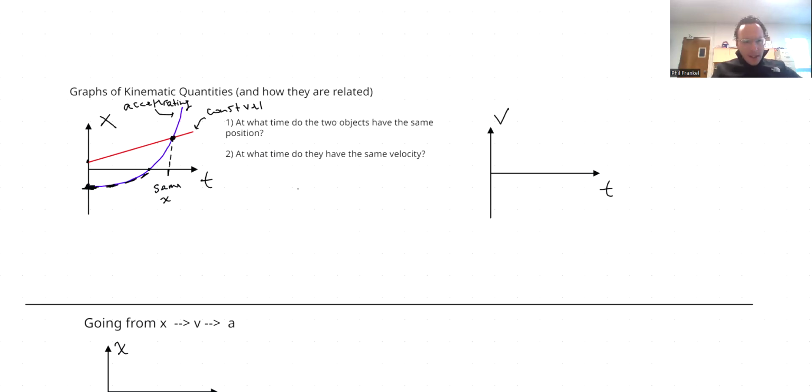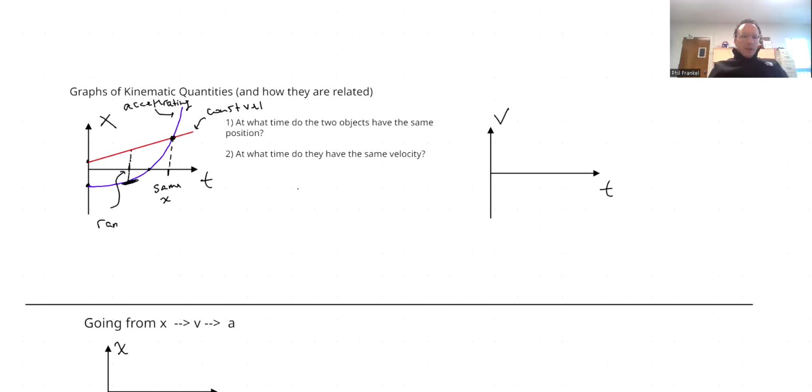Now, just eyeballing it, it looks to me like that happens somewhere around there. It looks like a small tangent line that I draw to the blue graph has the same slope as the red graph, roughly at this time. So that's the time where the two objects have the same velocity. And I'm identifying that because both graphs have the same slope.